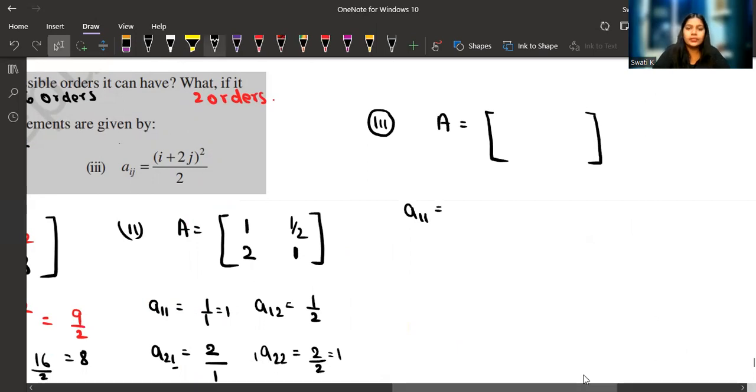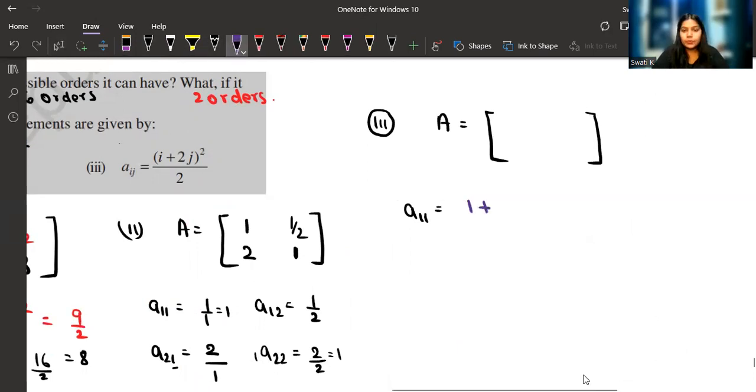Let me change the color. So it is 1 plus 2 times 1. So that is 2. And then square upon 2. So 1 plus 2 is 3. 3 square is 9. And this 9 by 2. So the first entry is 9 by 2.